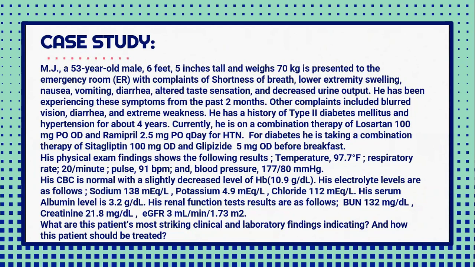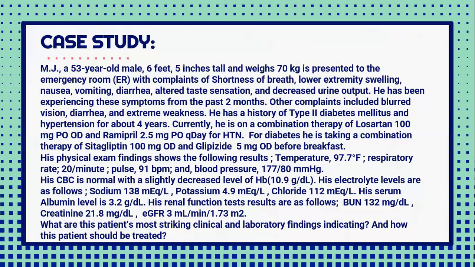His temperature is 97.7 degrees Fahrenheit. Respiratory rate is 20 per minute. Pulse 91 beats per minute, and blood pressure is 177 over 80 millimeters of mercury. His CBC is normal with a slightly decreased level of hemoglobin, that is 10.9, and since he is a male, around 14 is the normal. So a slightly decreased level of hemoglobin is there.